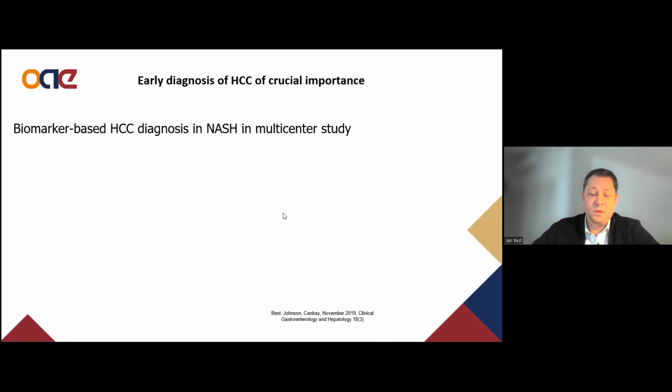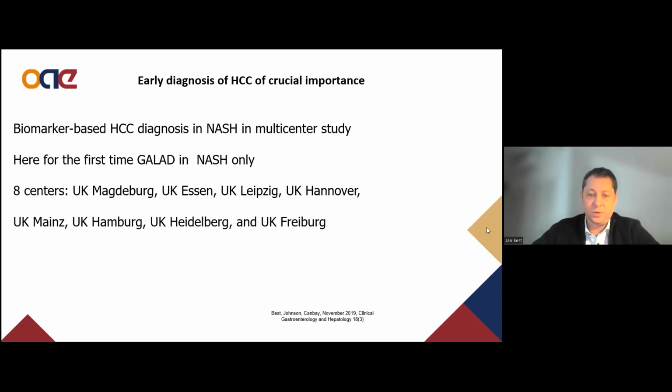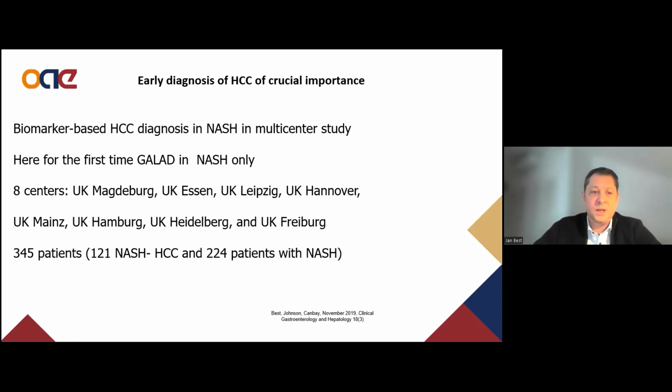So then we investigated the biomarker-based HCC diagnosis in NASH patients in a multi-center study. And here, this was the first study to examine GALAD in only NASH patients. We had 8 centers participating in Germany, and we could include 345 patients, 121 of them with NASH HCC, and 224 patients with NASH only.